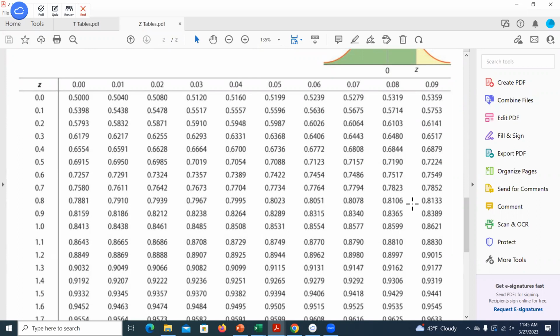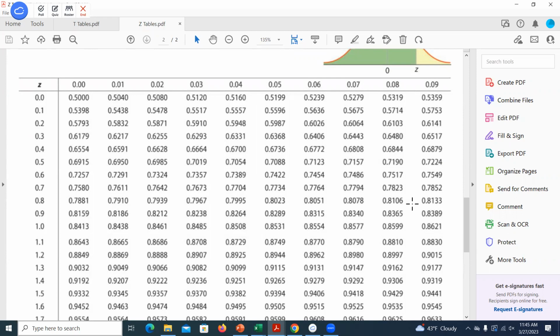0.8106. But that's not my p-value. I still need to subtract it from 1. So we get what? 0.1... Okay, I'm doing math in my head correct here, right? So I've got a p-value of about 0.18, right?